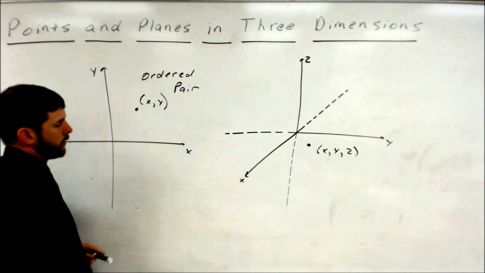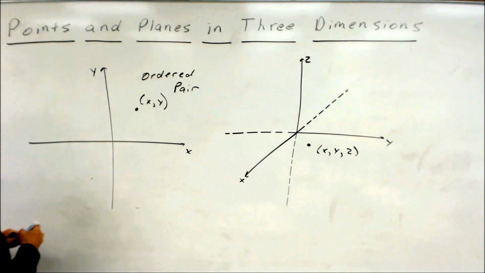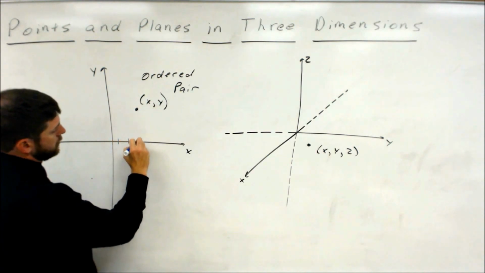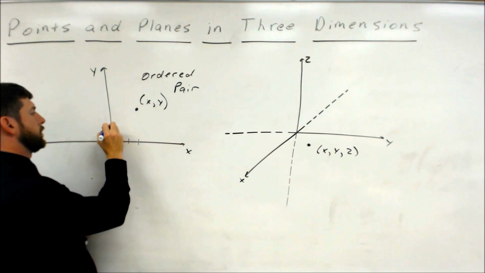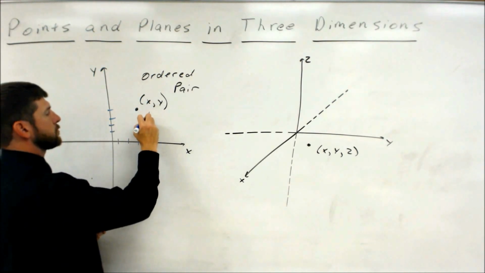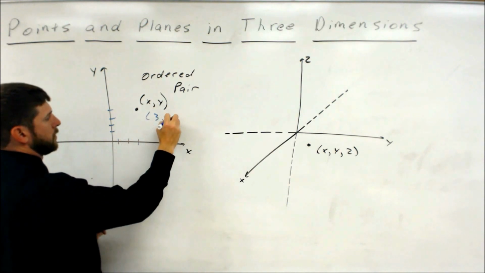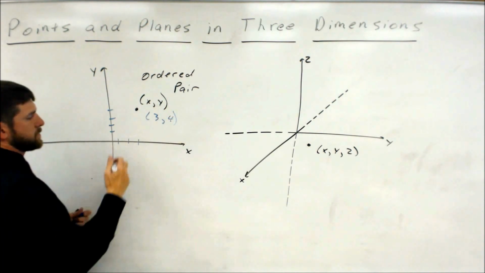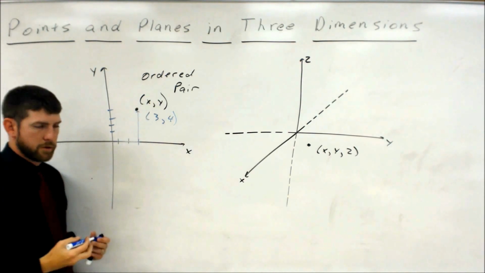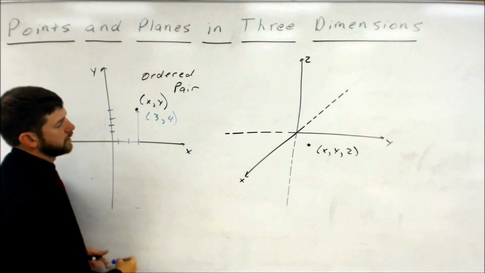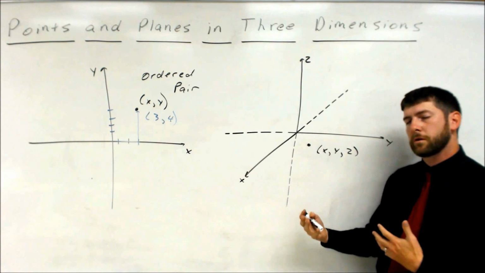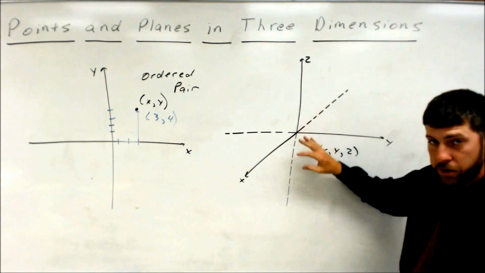So say I had the ordered pair 3, 4. 1, 2, 3, and then 1, 2, we'll make it 3, 4, just so it matches my drawing a little bit better there. So this would be the ordered pair, over 3, up 4. And that's pretty straightforward. We went over 3 units, we went up 4 units, puts us right there at that ordered pair 3, 4.